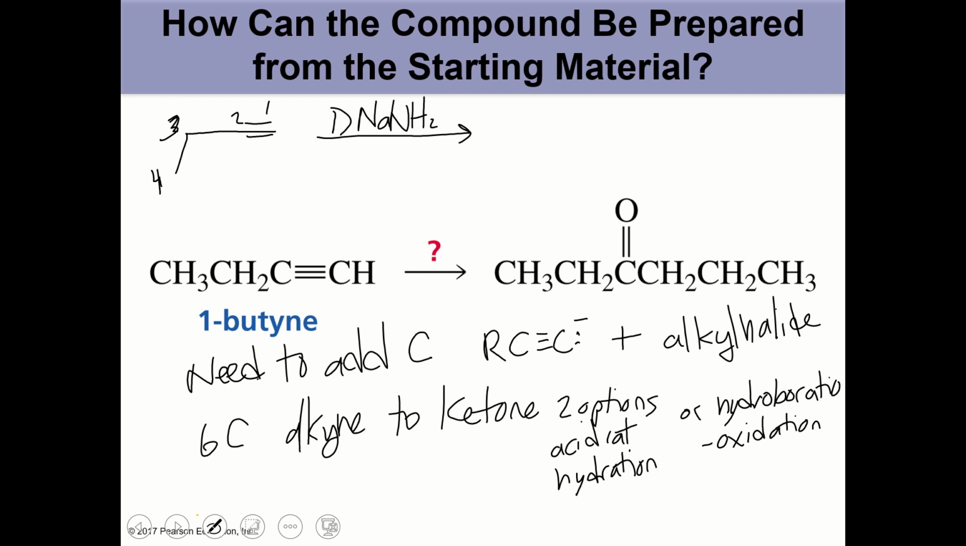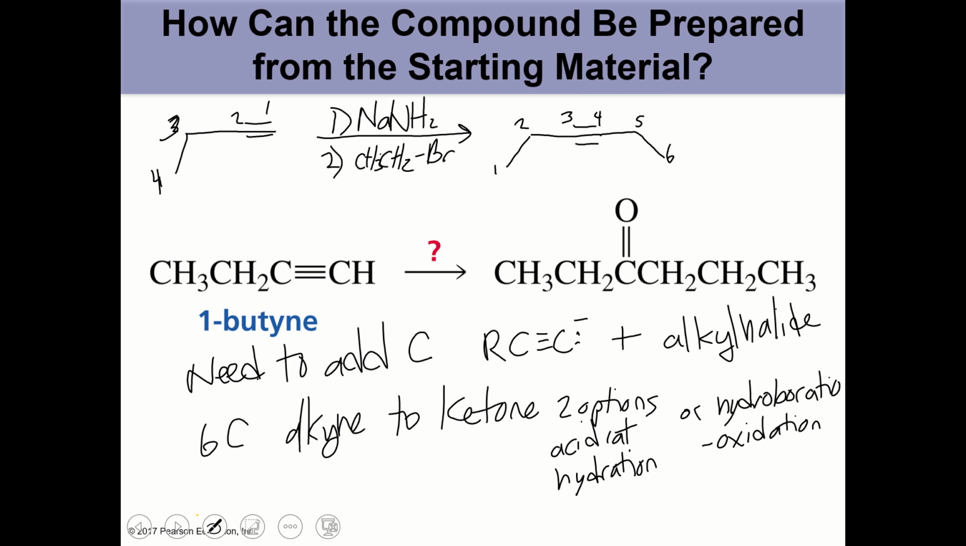So that means I need a 2-carbon alkyl halide. So step 2, I'm going to have ethyl bromide. All right, and that will give me the 6-carbon alkyne. So I need to add 1, 2 carbons. Notice that it is a symmetric alkyne, so it will produce only 1 product.